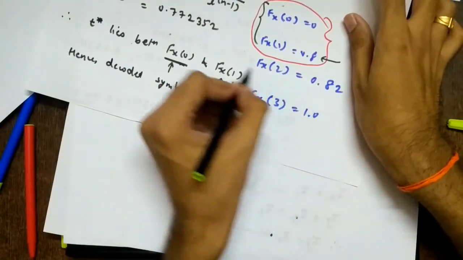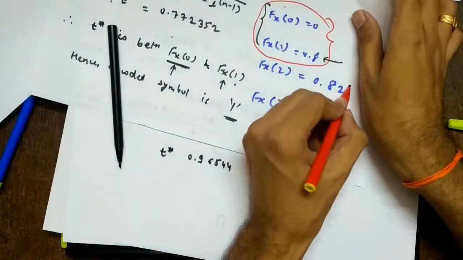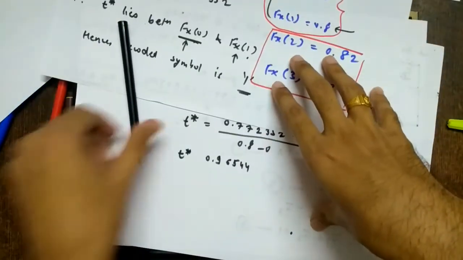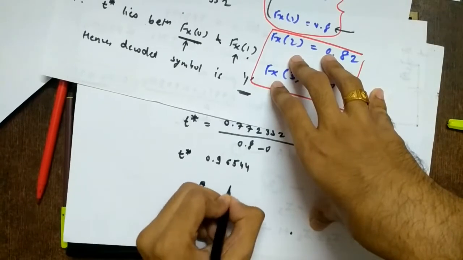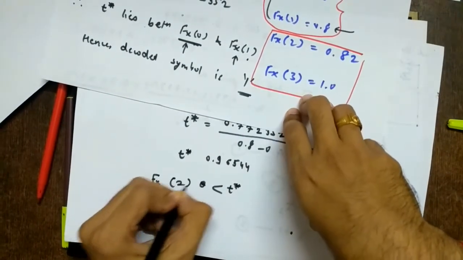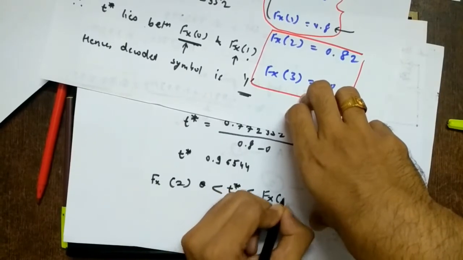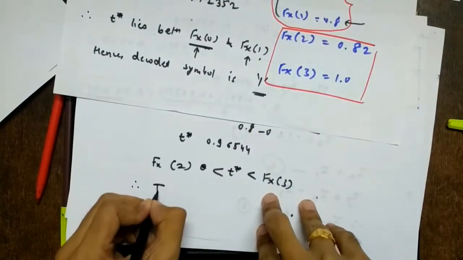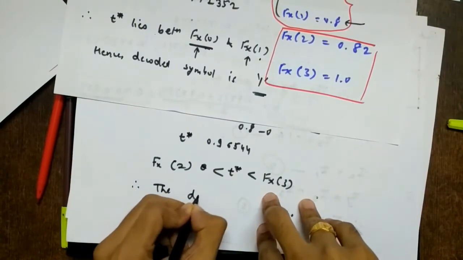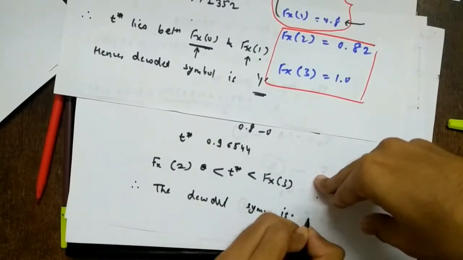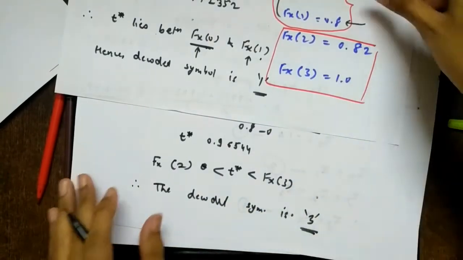It is lying here. I am using again a red pen. So it is lying here. So you write t star lies between fx of 2 and fx of 3. So what we have to take? We have to take the right side as the decoded symbol. Therefore, the decoded symbol is 3. Okay. Let's continue.